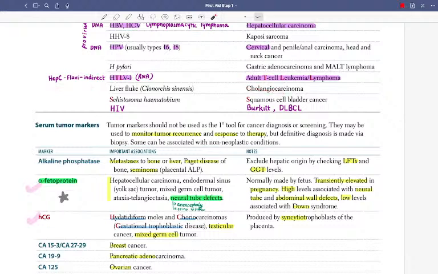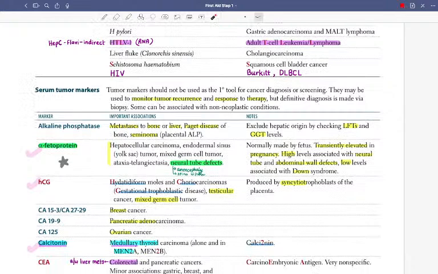Liver fluke, Clonorchis sinensis, cholangiocarcinoma. Schistosoma haematobium, squamous cell carcinoma of bladder. HIV, Burkitt, DLBCL. Okay, Kaposi was what? HHV8.